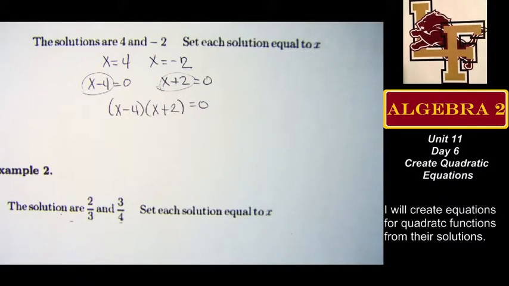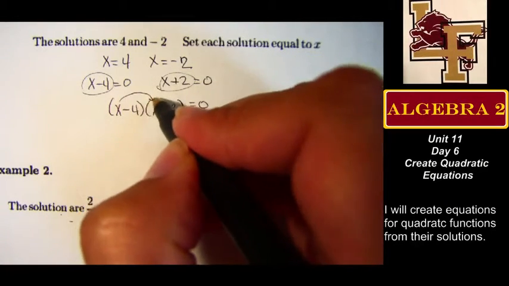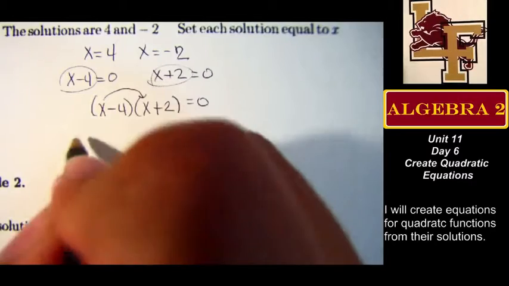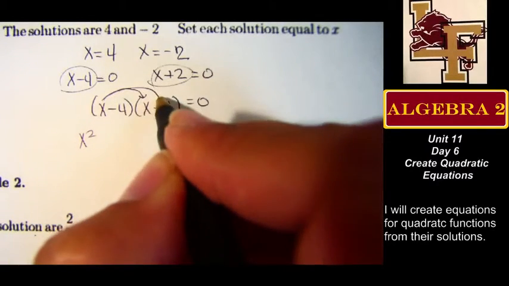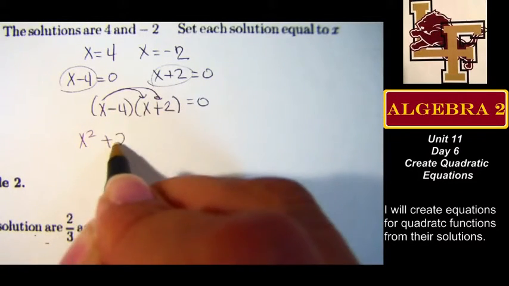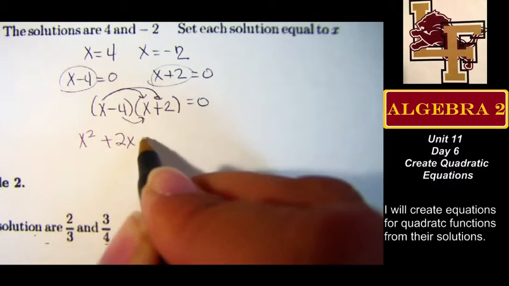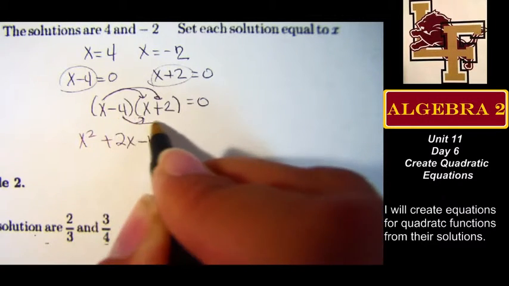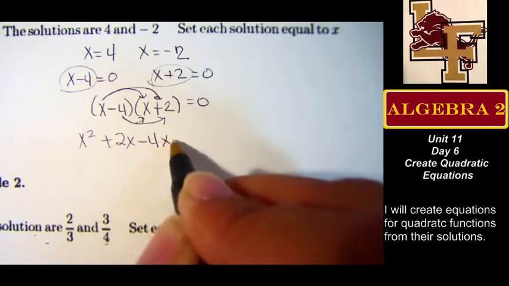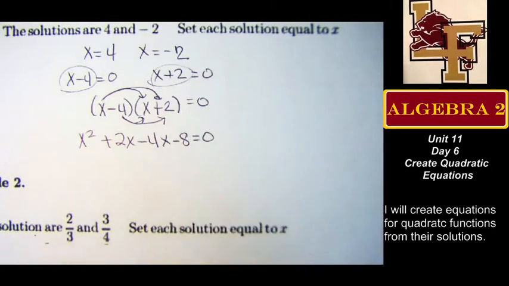And to multiply these, it's distribution. X times x is? X squared. X times 2 is? 2x. Negative 4 times x is? Negative 4x. And negative 4 times 2 is? Negative 8. Negative 8? Yep.